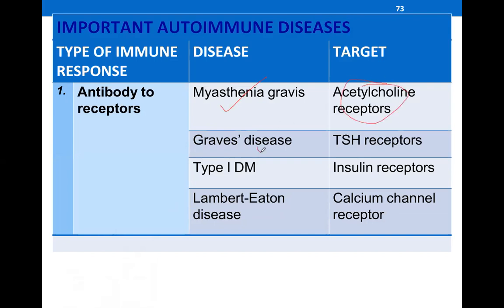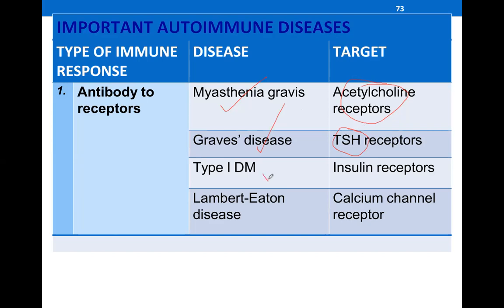Your Graves' disease is an example of hyperthyroidism, wherein there is a chronic stimulation of your TSH receptors, producing a hypersecretion of your T3 and T4, which are your hormones in the thyroid. So producing a hyperthyroidism. So this is an autoimmune chronic stimulation of your thyroid. Kasi nga ang target are your TSH receptors.